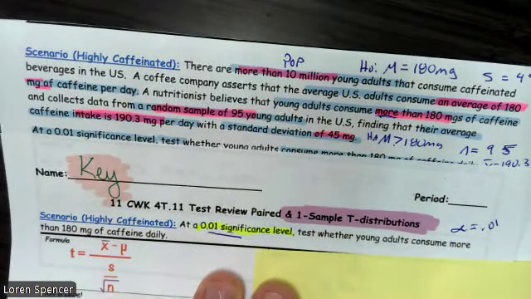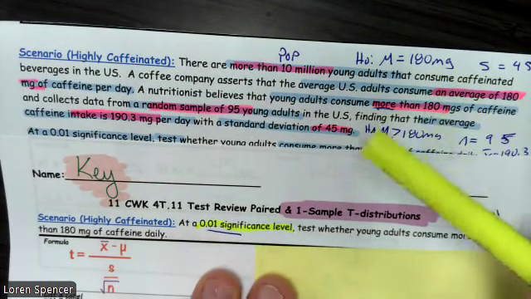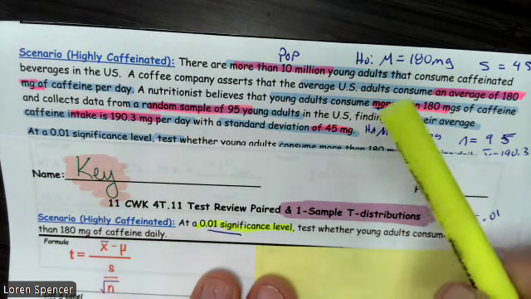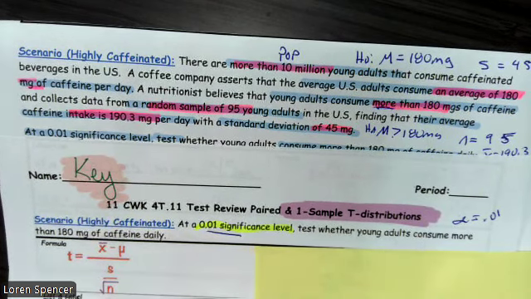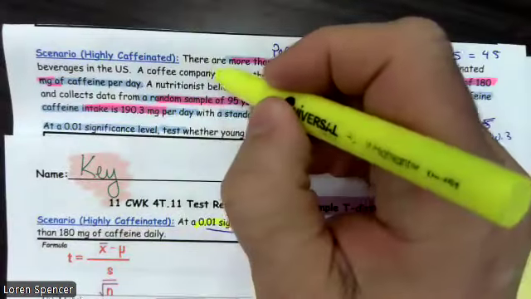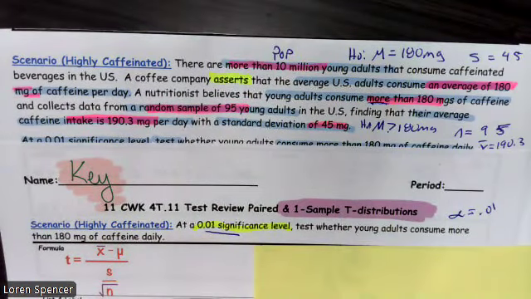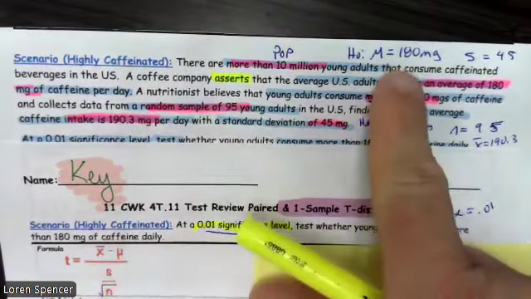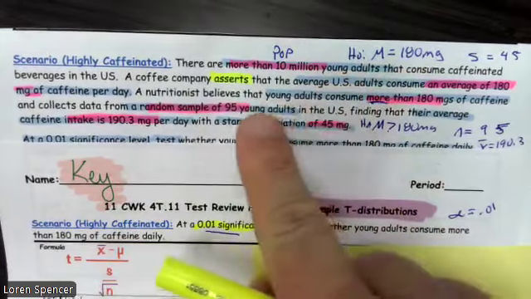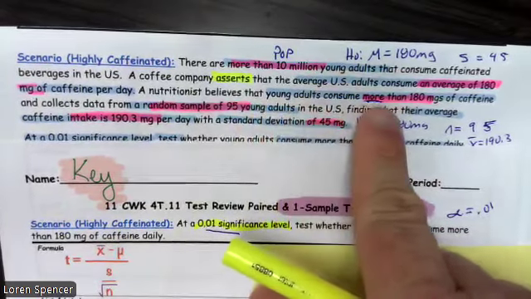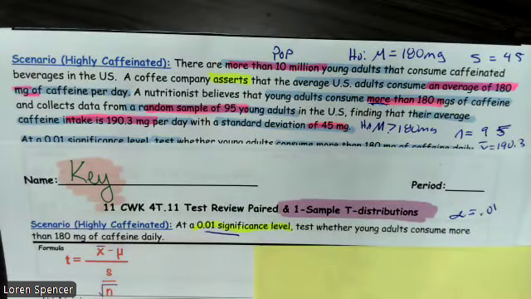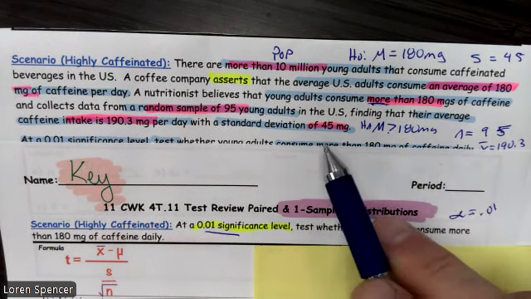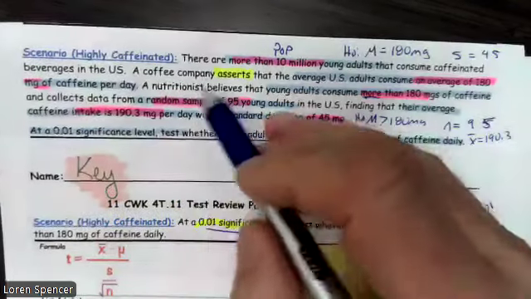All right. So there are more than 10 million young adults, that's my population size, that consume caffeinated beverages in the US. A coffee company asserts, in other words, that's another word for claims, that the average US adults consume an average of 180 milligrams per day. So that's my claim. That sounds like a null hypothesis. A nutritionist believes that young adults consume more. That's probably going to be important because that's probably going to be my alternative of mu greater than 180 milligrams of caffeine, and collects data from a random sample.